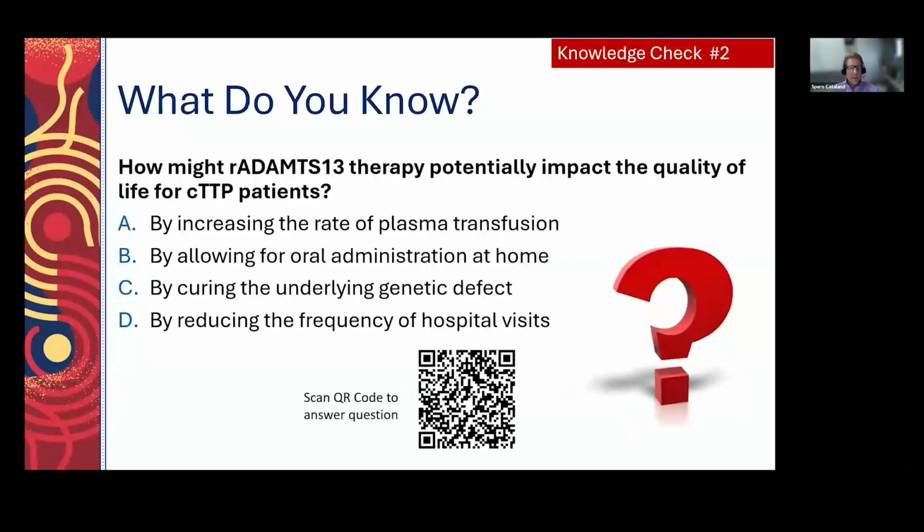Okay, the second question, how might recombinant ADAMTS13 therapy potentially impact the quality of life for congenital TTP patients? By increasing the rate of plasma transfusion, by allowing for oral administration at home, by curing the underlying genetic defect, by reducing the frequency of hospital visits. I'll give you a second again.